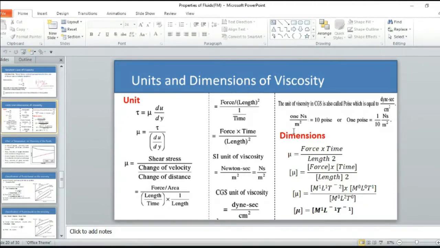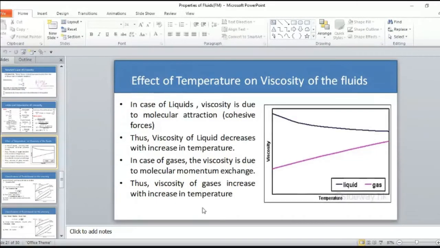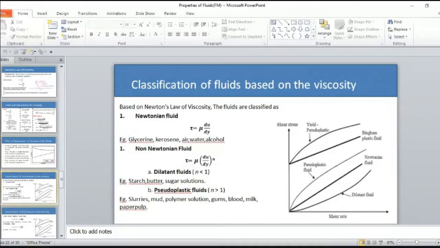After that we had seen the derivation for dimension. The dimension of viscosity is M to the power 1, L to the power minus 1, T to the power minus 1. Its derivation we had seen. After that we had seen the effect of temperature on viscosity of the fluid. In case of liquid, the viscosity decreases with increase in temperature, while in case of gases the viscosity increases with increase in temperature. What is the reason? We had already discussed it in our last lecture.